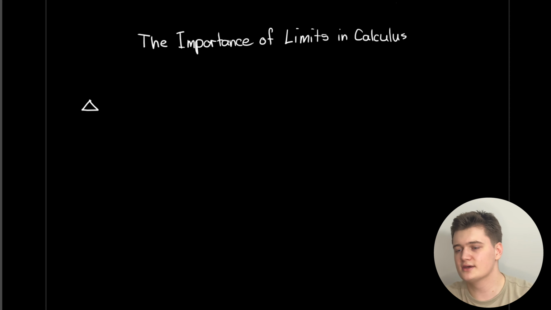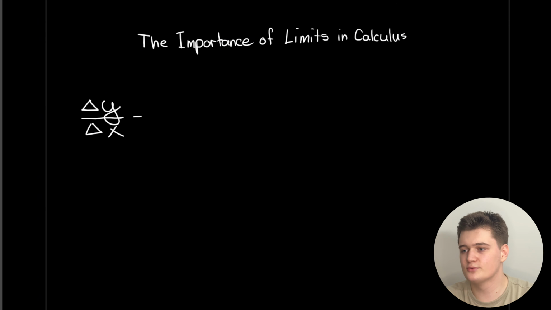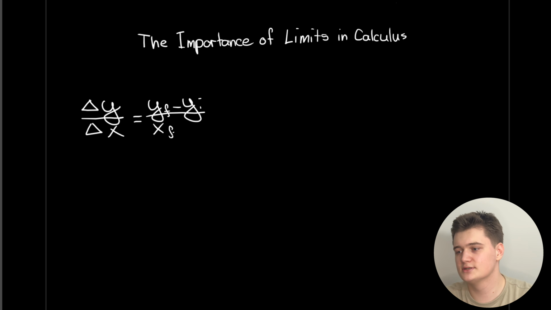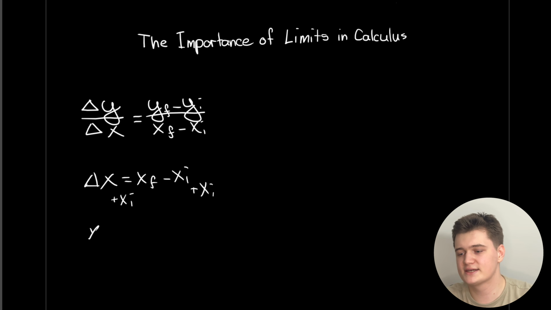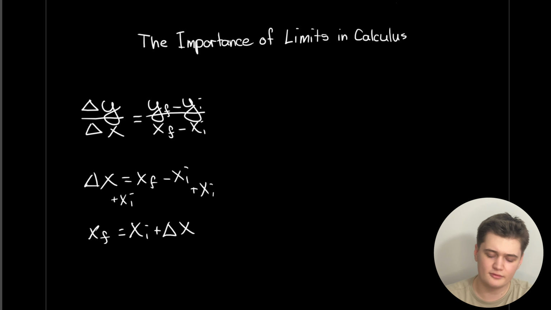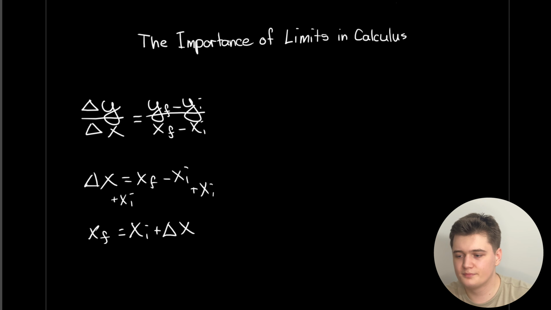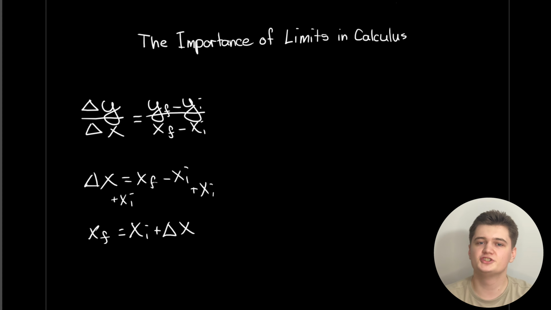So first of all, I would like to write down delta y over delta x equals y final minus y initial over x final minus x initial. And we know delta x equals x final minus x initial. And we can add x initial on both sides. And our x final now equals x initial plus delta x, right? And I will show you why I did it. So when we try to plug this into our rate of change formula, as we know, y final is pretty much f of x final, and our y initial is f of x initial.